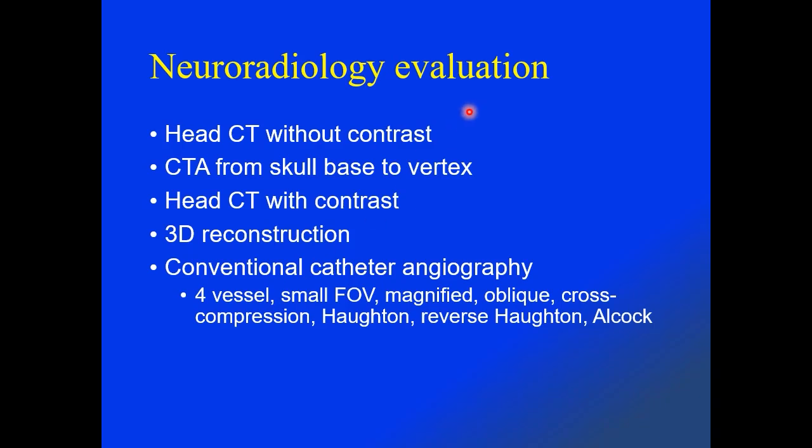Neuroradiology evaluation for aneurysms would start with the head CT without contrast to document presence of an acute subarachnoid hemorrhage, a CTA obtained from skull base to vertex, and a head CT with contrast to follow, and a three-dimensional reconstruction of the CTA data, and when necessary, followed by a conventional catheter angiography with digital subtraction technique.